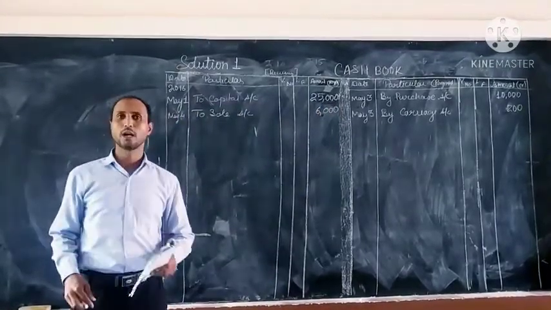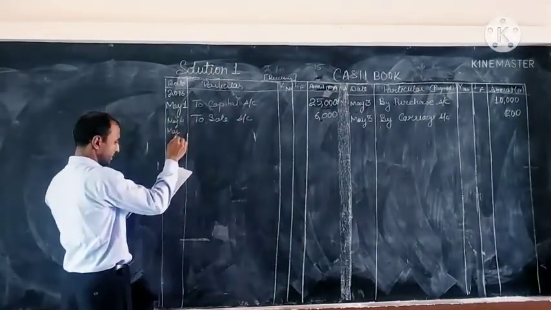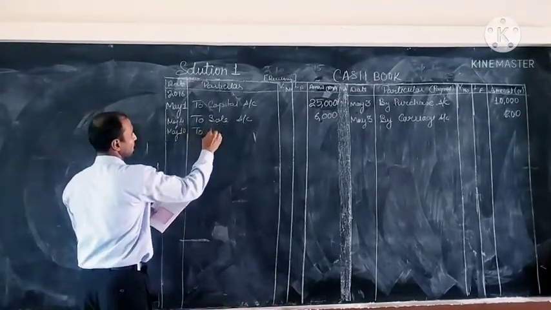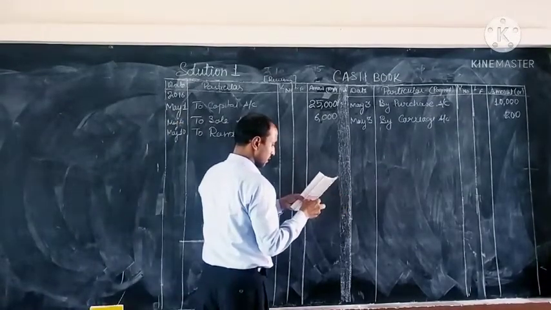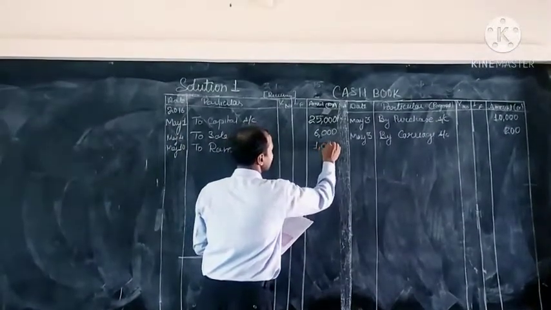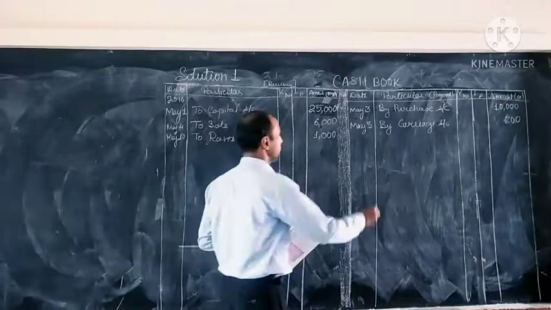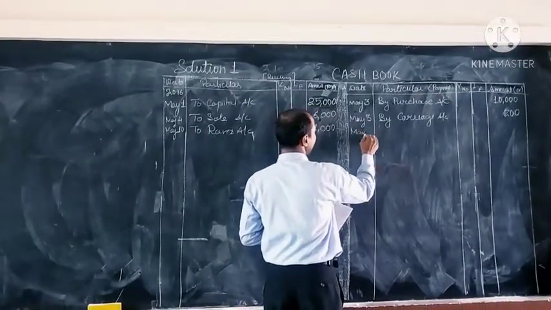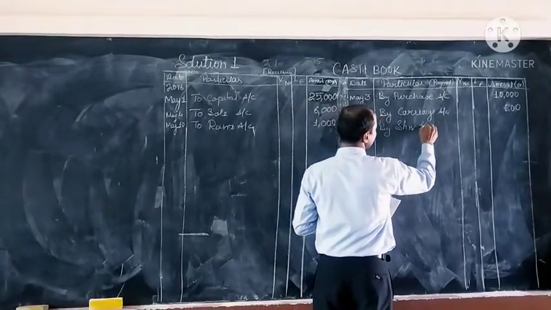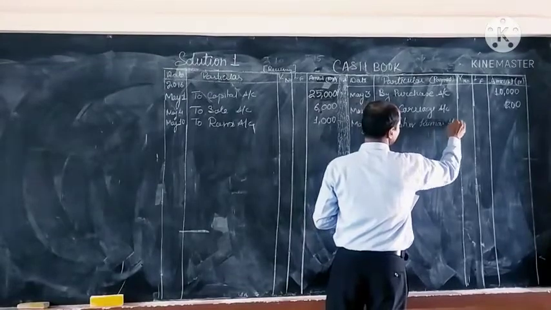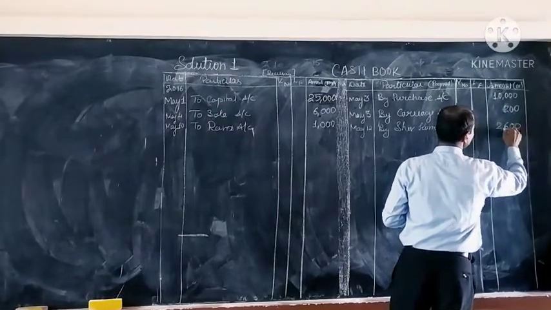Again, received from Ram. Ram has given you money. So here you have to write May. What date is given? 10, to Ram's account. How much have we received here? 1,000. Now then, paid to Shiv Kumar. So on May 12, by Shiv Kumar account. How much have we paid to him? 2,600. We have paid 2,600.